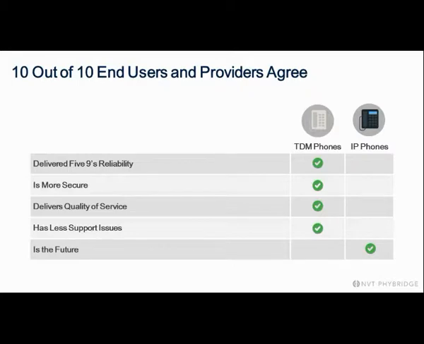We're talking here on this page of 5 different items that end users and providers agree on. Would you cover those for us?